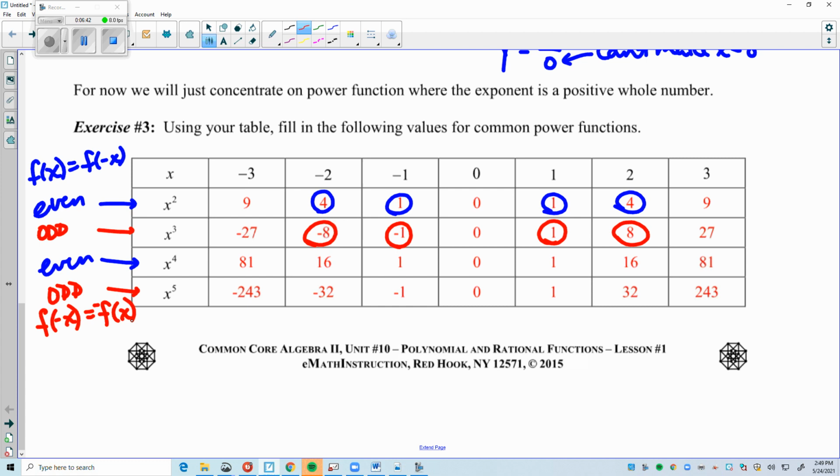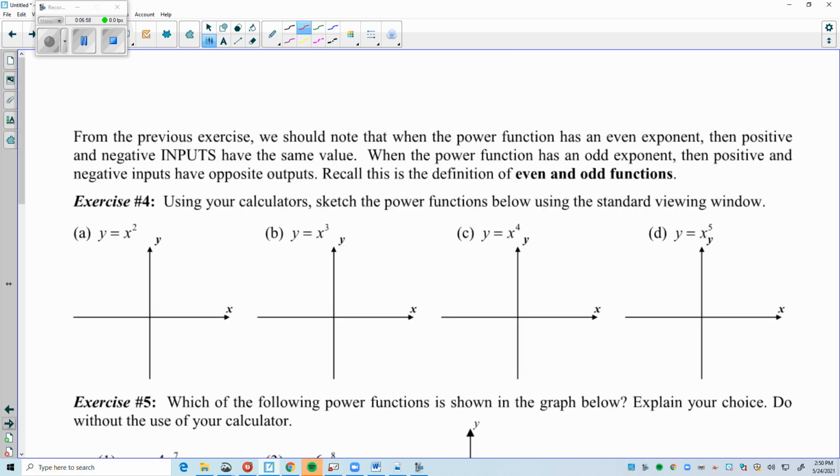Another thing to take note of that we didn't see on this table or mention yet is your y-intercept. Like we mentioned before up above, it's all going to be 0. So let's try and take this idea of our odd and even functions, and we're going to take a look.